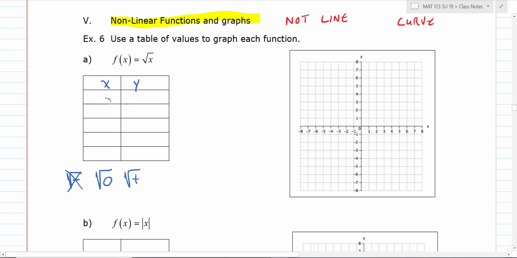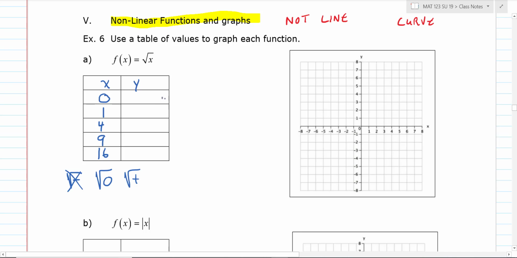Now, to avoid decimals, I'm going to start with 0, and I'm going to think of numbers that are perfect squares. 1 is a perfect square because 1 times 1 is 1. 2 is not a perfect square. 3 isn't. 4 is because it's 2 times 2. Okay, then the next one would be like a 9, and that's good enough. I'm going to go ahead and go to 16 also.